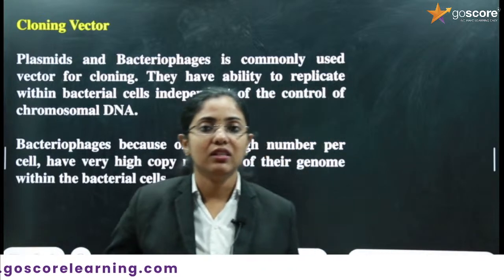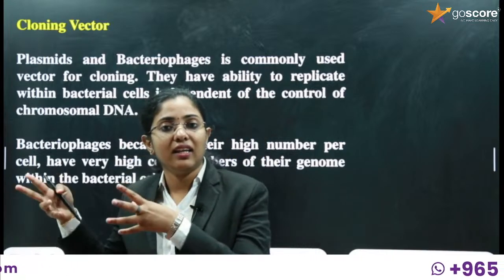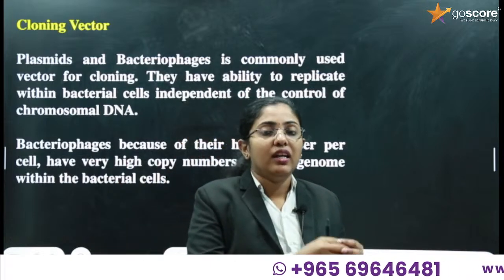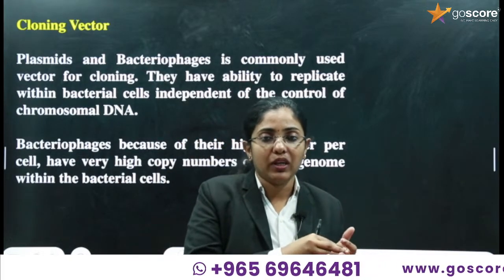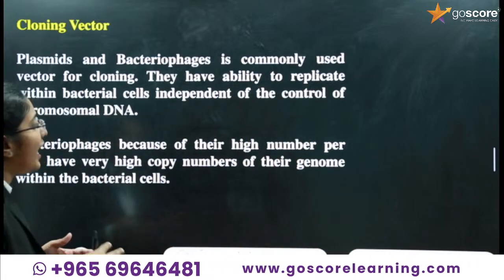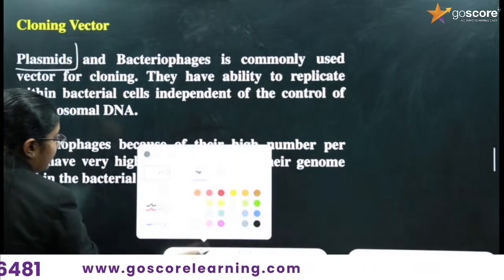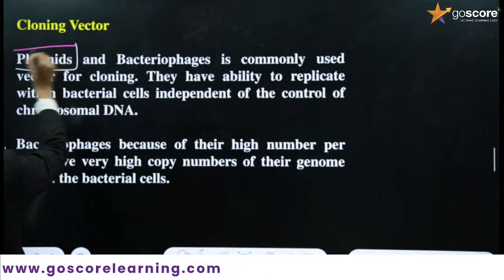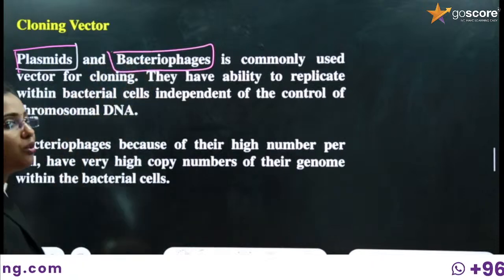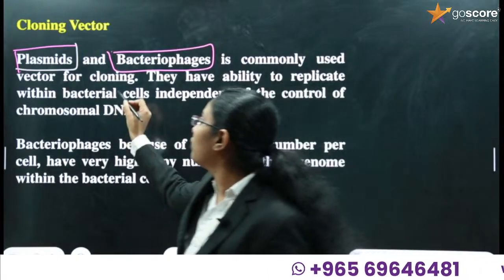So what happens in the cloning vector? We take the desired DNA, cut it with restriction enzymes, and the DNA is given to the vector DNA. Let's see what acts as the cloning vector. Plasmids and bacteriophages, both of them are commonly used vectors for cloning.